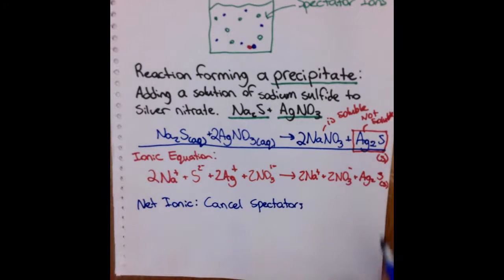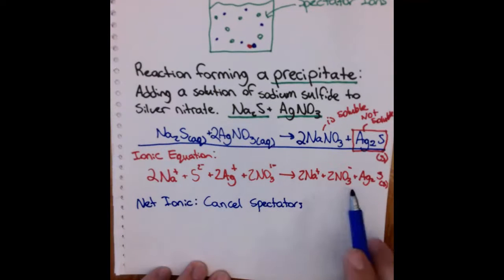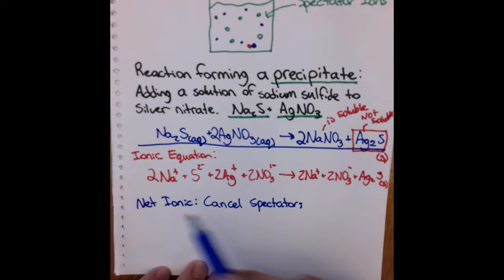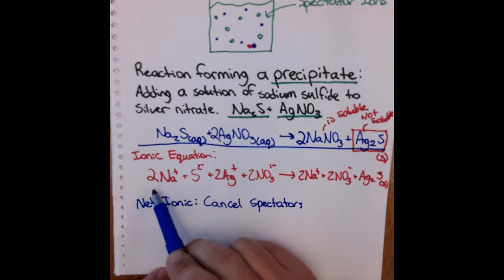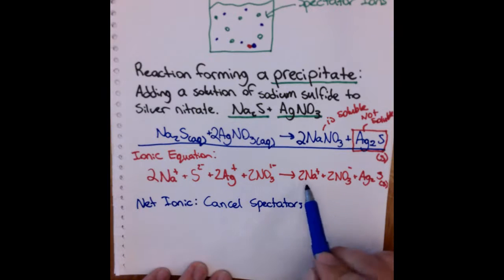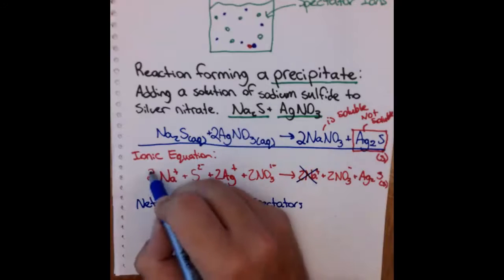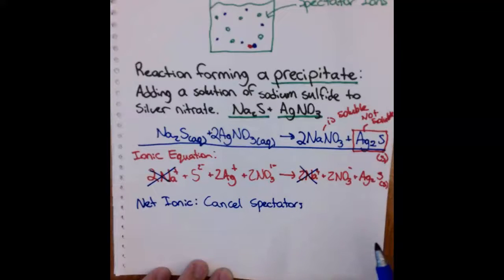So our spectators, again, are the things that are going to remain unchanged from our reactants to our products. So if we look here, I have two Na pluses on the left-hand side of our reaction. I also have two Na pluses on the right side. So those are going to cancel out. They've remained unchanged throughout the reaction.